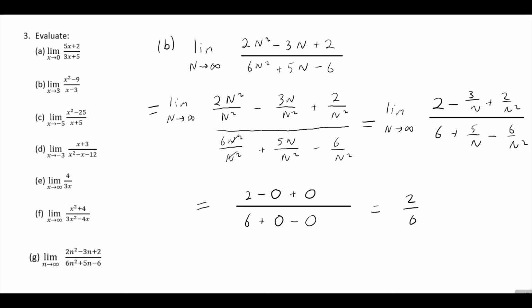And we'll be left with 2 over 6, which we can just break down further. If we divide top and bottom by 2, we're going to get 1 over 3. And that's the limit as n approaches infinity there.